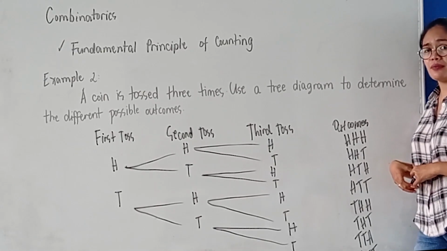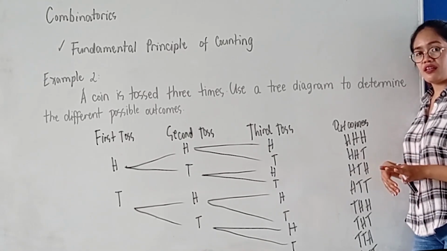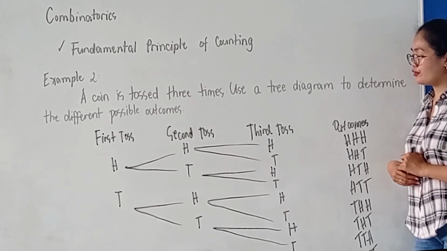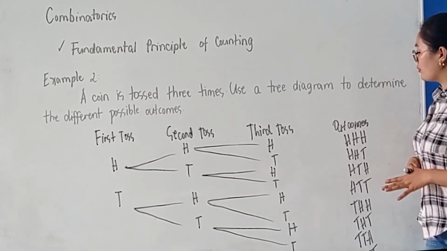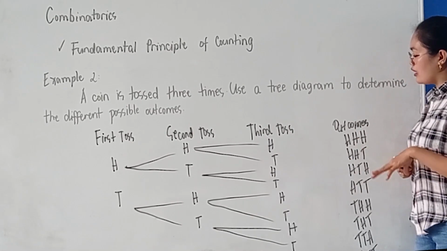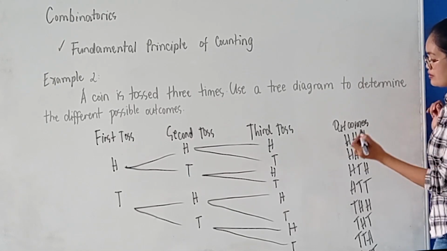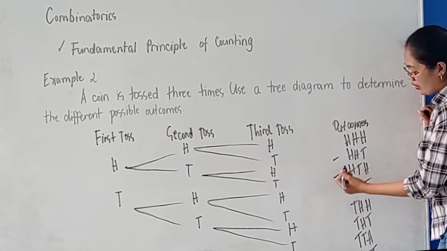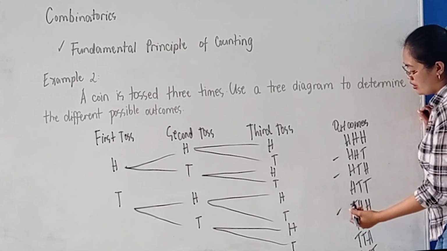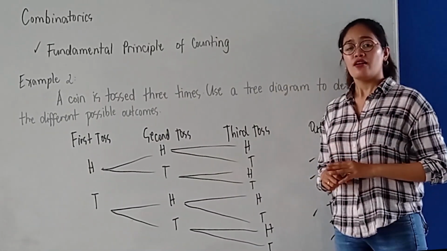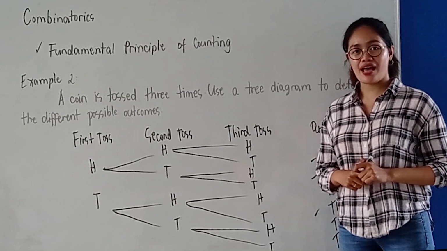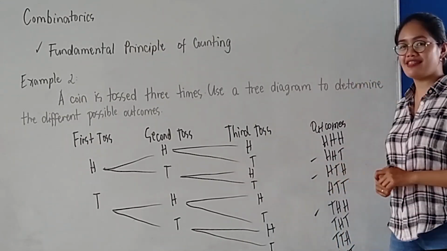And if we are asked to determine the chances of getting exactly 2 heads after the third toss, our tree diagram shows that 3 out of 8 possible outcomes give exactly 2 heads, namely HHT, HTH, and THH. So the chance of getting exactly 2 heads after the third toss is 3 out of 8.